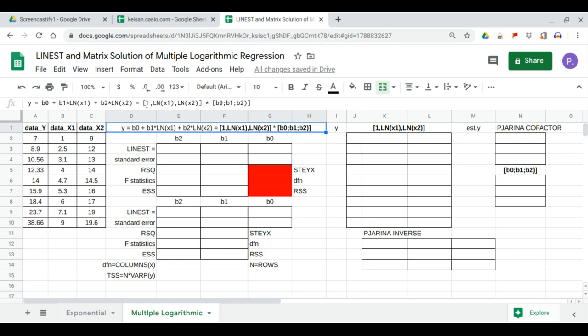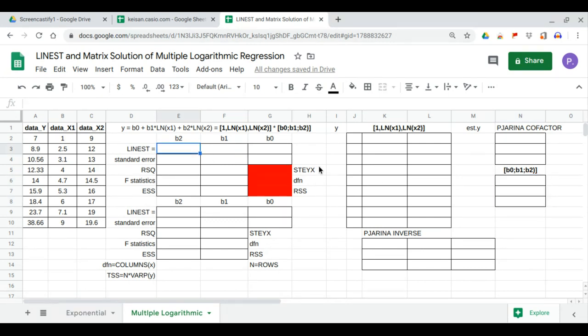Separating it in the matrix format, it will be [1, ln x1, ln x2] times matrix [b0; b1; b2]. The first matrix [1, ln x1, ln x2] is this matrix. The second matrix, separated by semicolons, will be this matrix [b0; b1; b2].